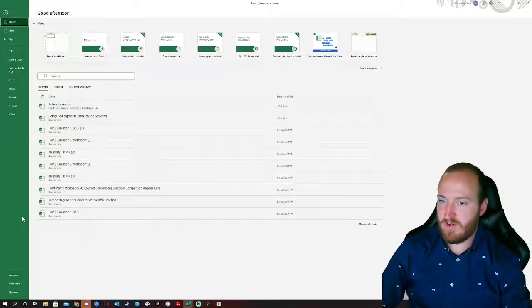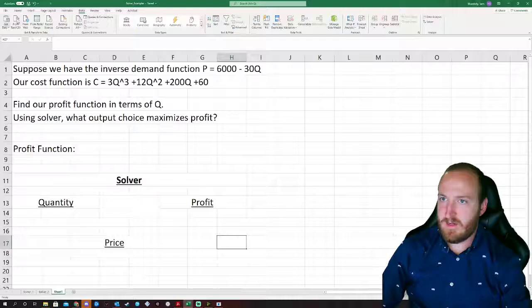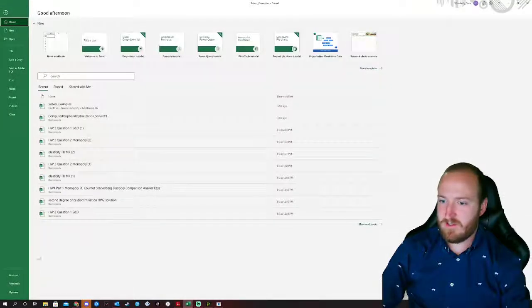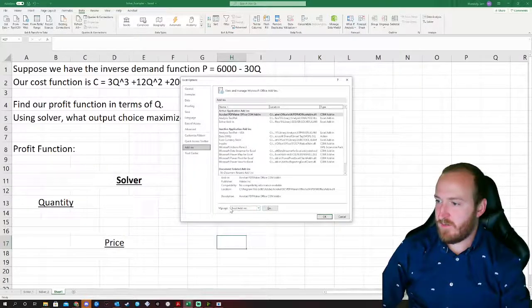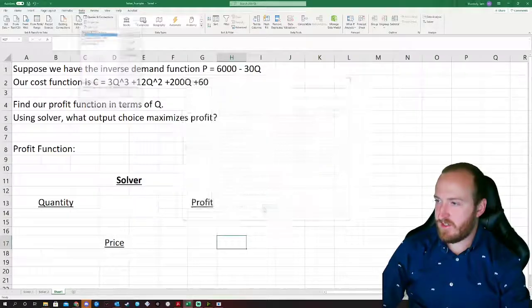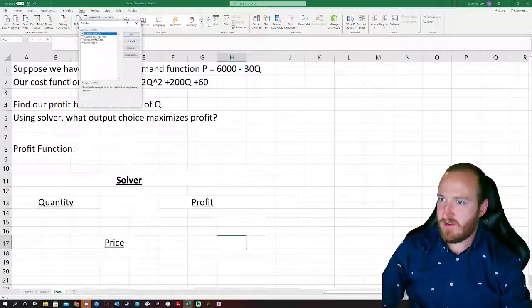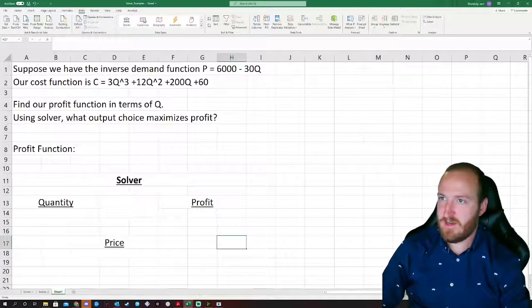So if you don't already have it installed, in Excel, go ahead and click on File in the top left and go down to Options down here in the bottom left. Then under Add-ins, you should be able to see Manage Excel Add-ins and click Go. And make sure that you have Analysis Tool Pack, which you'll need for regressions in the class, and then also Solver Add-in is checked. And once those are both checked, hit OK.